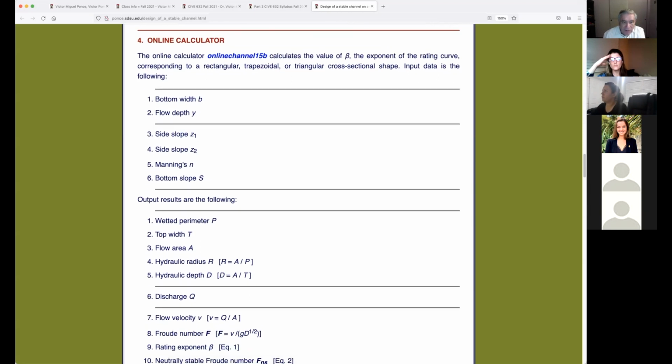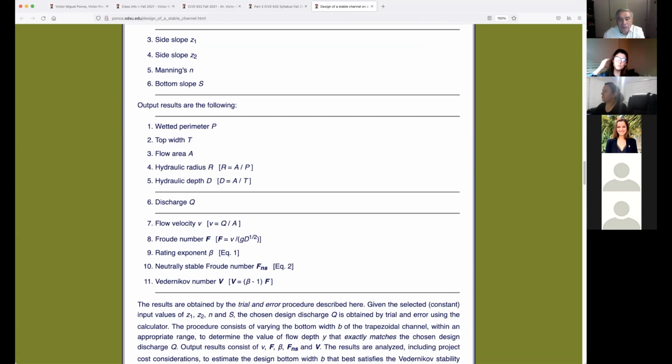Output is the following. Intermediate values are wetted perimeter, top width, flow area, and they're referenced for you. They're printed out for you because you've got to analyze the whole thing. Hydraulic radius, hydraulic depth. And here is the issue. The hydraulic depth is the crucial value in here.